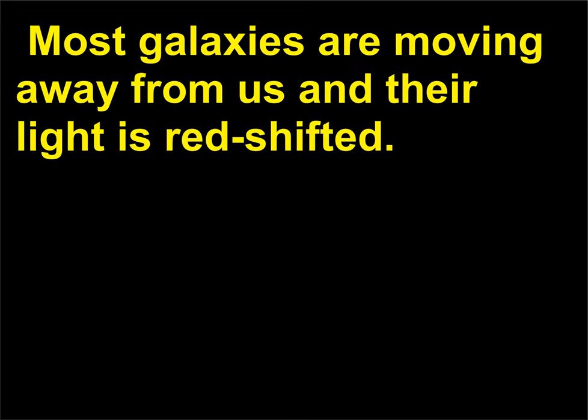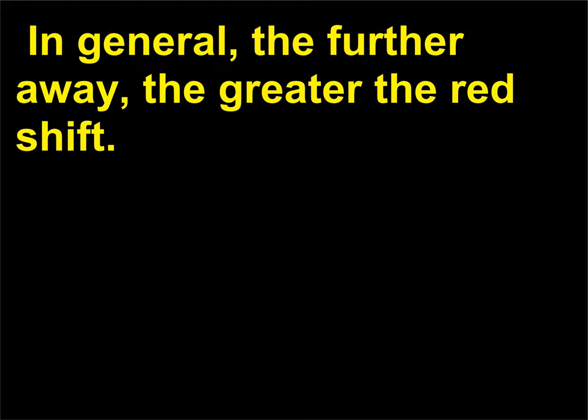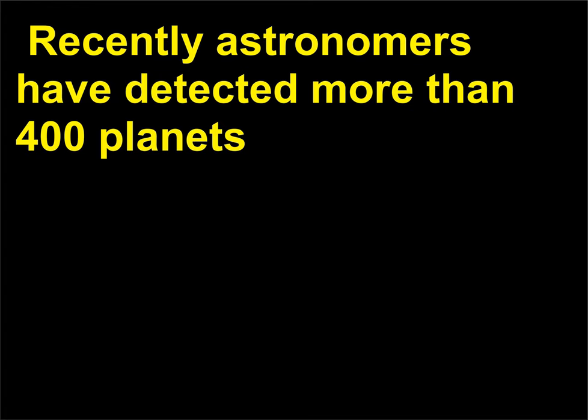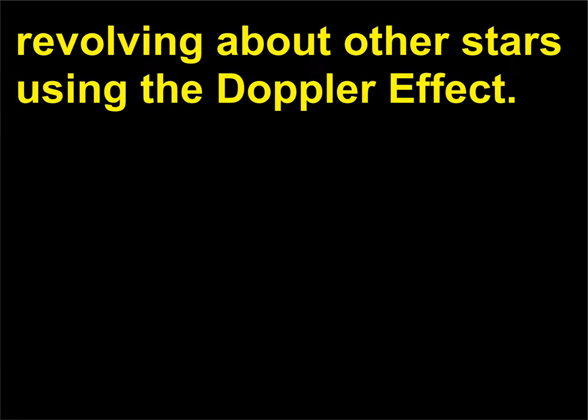Most galaxies are moving away from us and their light is redshifted. In general, the further away, the greater the redshift. Recently, astronomers have detected more than 400 planets revolving about other stars using the Doppler effect.